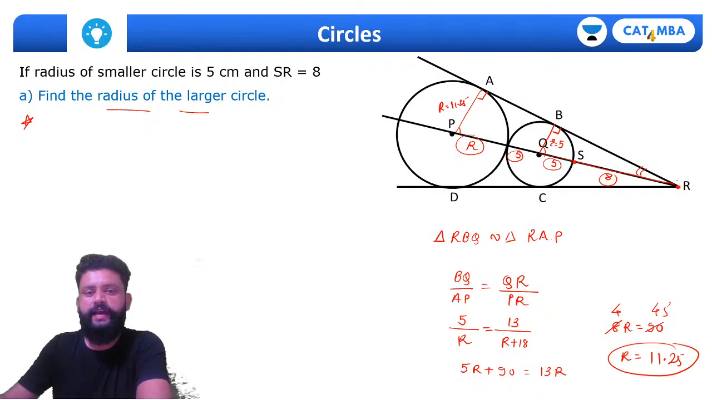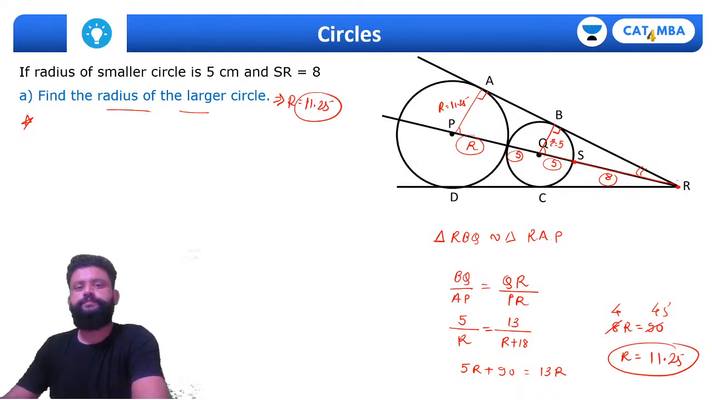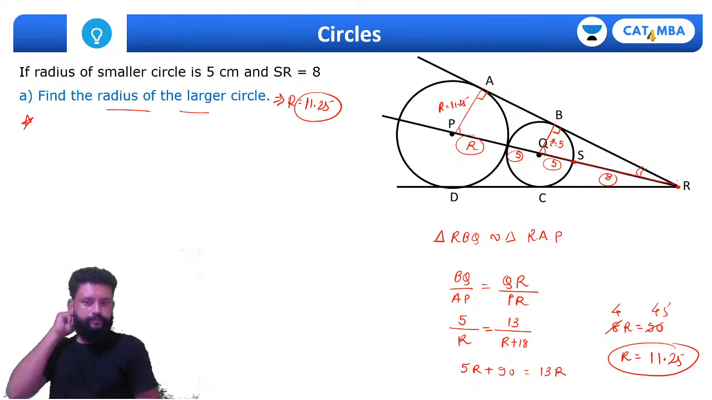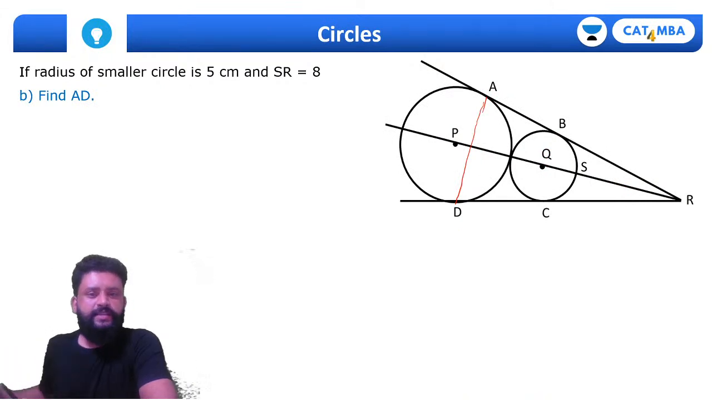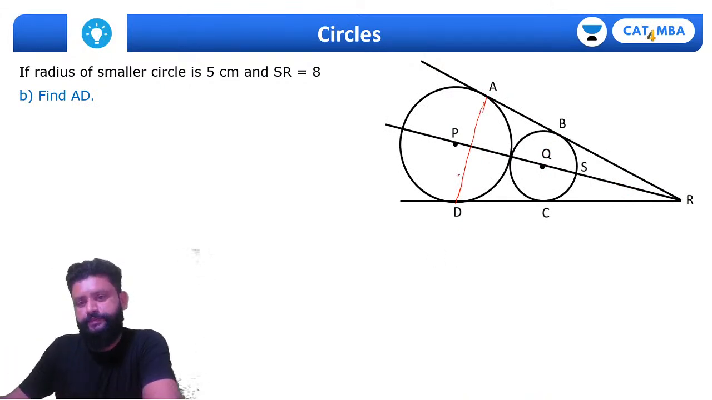The first question we have solved. I don't think it will take more than 1 or 1.5 minutes to solve. Calculations were not that tough. So next thing, find the length of AD.